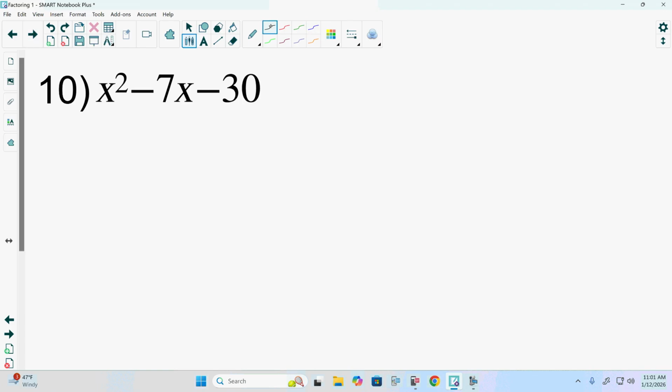All right, let's look at number 10. Greatest common factor. Is there one between these three terms? No. x squared, 7x, and 30. 30 does not have a variable. x squared does not have a number in front of it besides 1. So they kind of tell us there's not a greatest common factor.